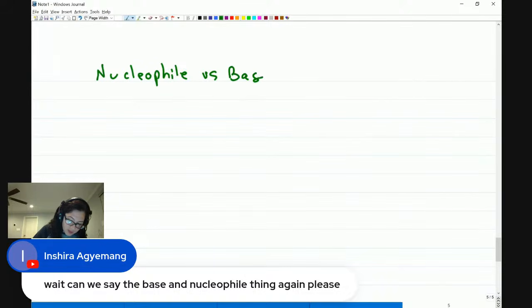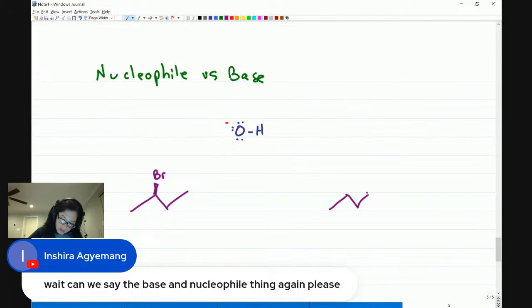Okay, so we're going to look at a nucleophile versus base. If I give you an OH minus and I ask you, is it a nucleophile or a base? It's kind of a trick question because I already said it can be both a nucleophile and a base. And so really the question is, what makes a nucleophile? What makes a base? If I have a molecule that gets attacked, we'll use the same molecule because that's the one we did before.